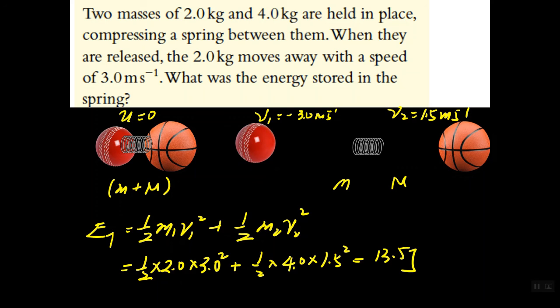So we found the total kinetic energy, and based on the conservation of energy, elastic potential energy converted into the kinetic energy of the two masses. Total kinetic energy is the energy stored in the spring, which is 13.5 joule.